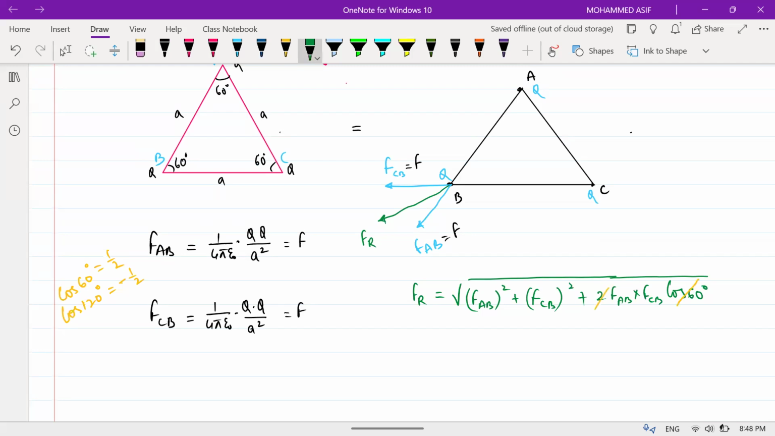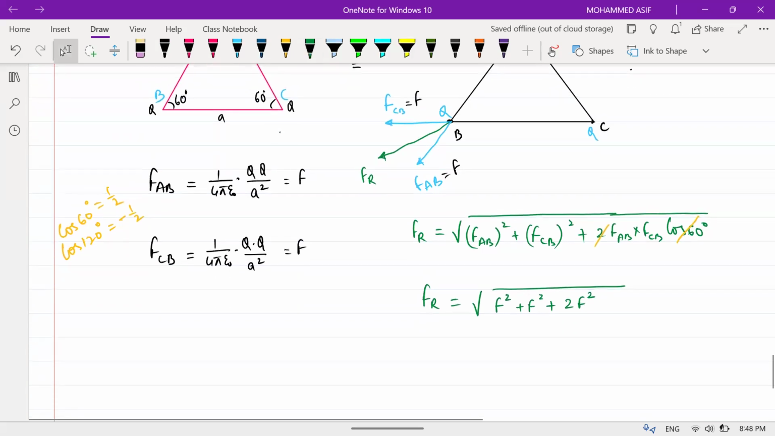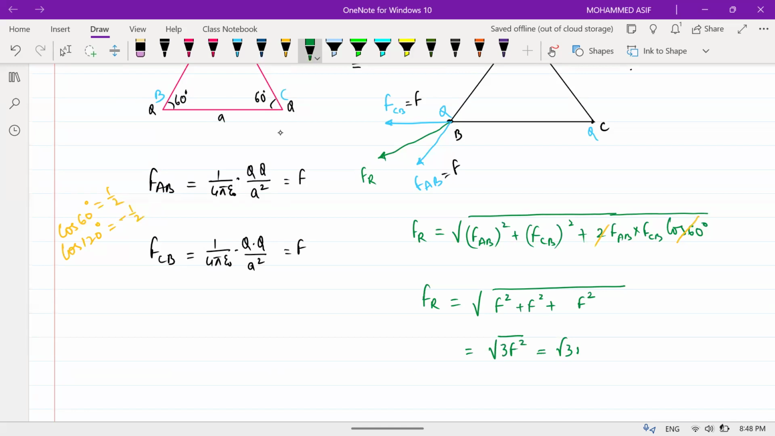So if I cancel that one, F resultant will be equal to the square root of F square plus F square plus this one, which is right now for me F square. Am I clear? There is no 2 here, sorry. So that will be equal to F square. So this will be equal to root 3 times F square, so this will be root 3 times F.